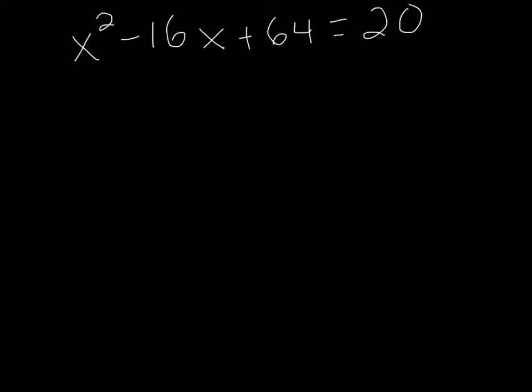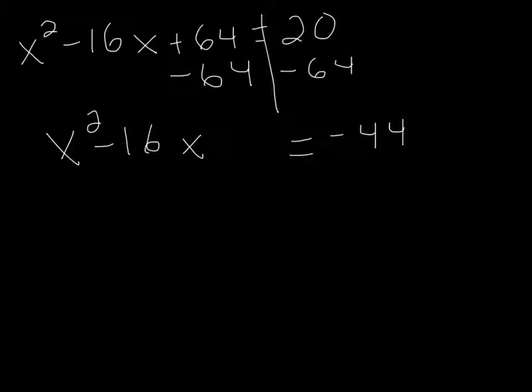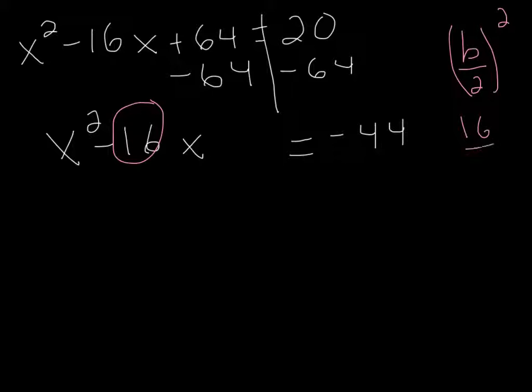Subtract 64 from both sides. Do minus 64 on both sides, and you get x squared minus 16x equals negative 40. Next, you're going to find what you add to both sides. So it's b over 2, all squared, and b is 16. So it's 16 over 2, all squared, which is 8 squared, which is 64. So add 64 to both sides.